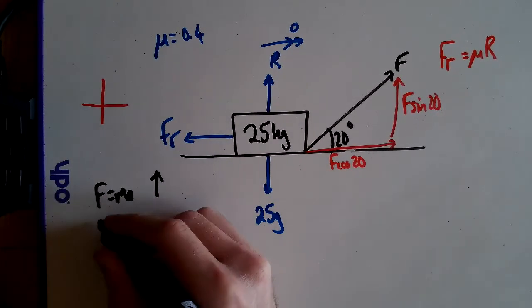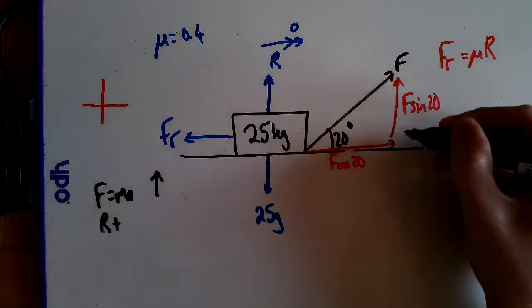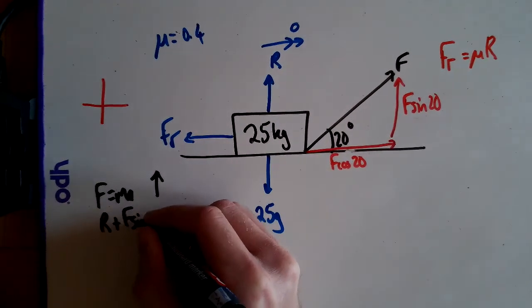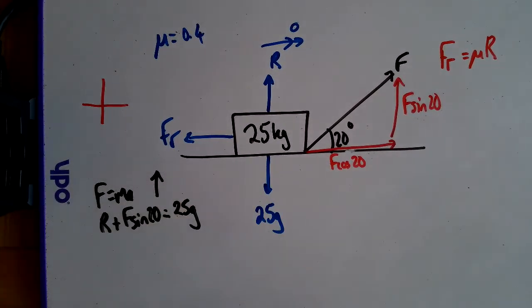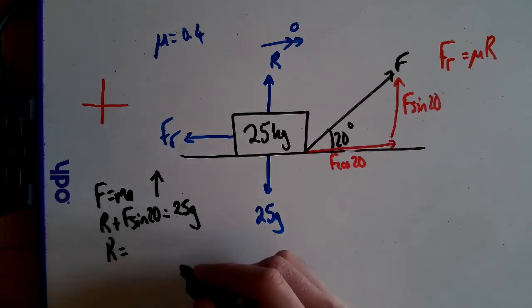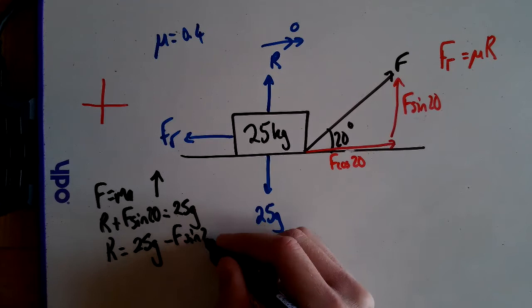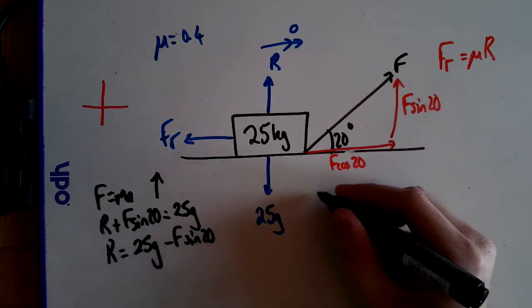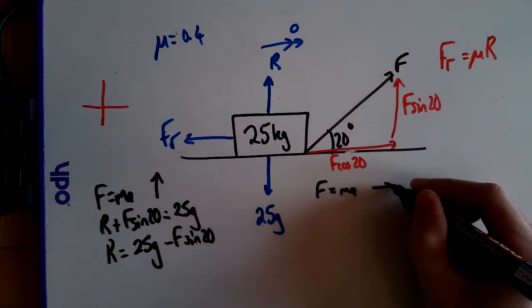Well, I'll get R plus, this is going up as well, F sine 20 equals 25G. And I guess I could rearrange that to get R equals 25G minus F sine 20. I could use F equals ma going horizontally.